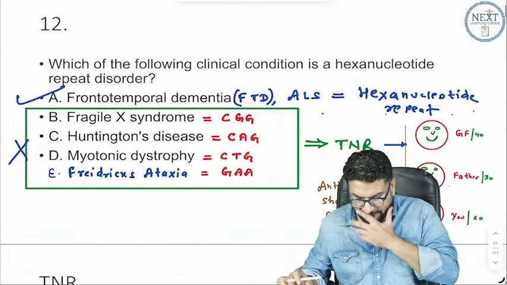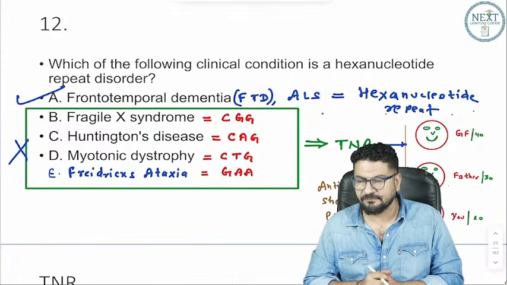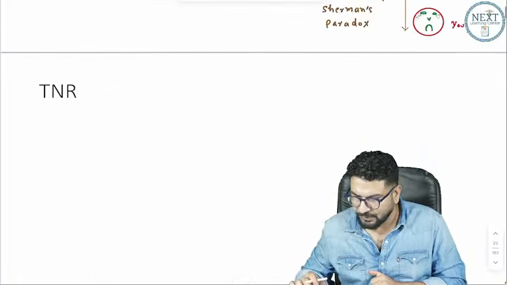Anticipation or Sherman's paradox. So this is about your hexanucleotide repeat. Done? Clear? Am I clear, guys? Okay, now try to answer the next one.